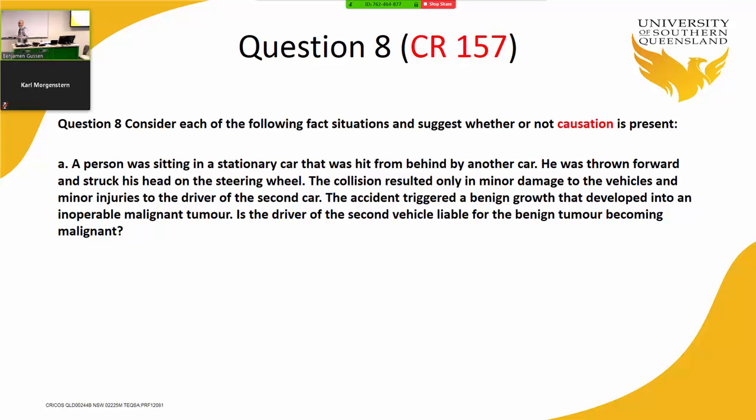Let's give them names. Anna and Michael. Anna is in the second car. Michael is in the first car. Anna came in and hit Michael from behind in that stationary car. And Michael hit his head on the steering wheel. And then Anna knew that Michael was earlier diagnosed with cancer, even brain cancer.